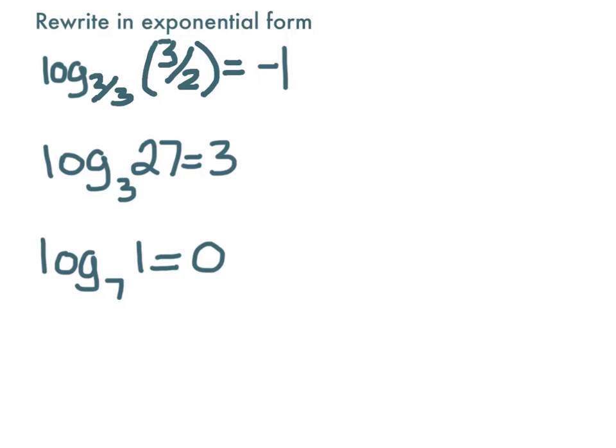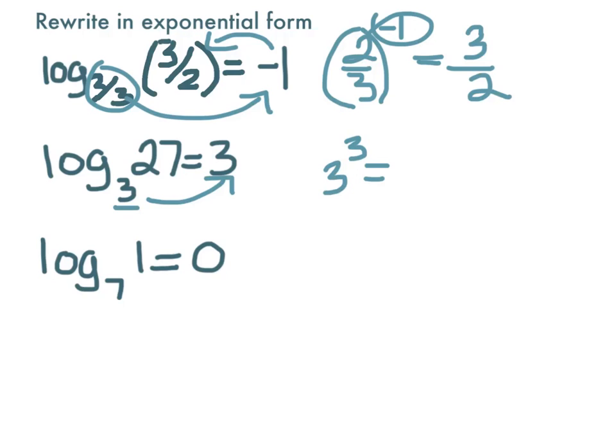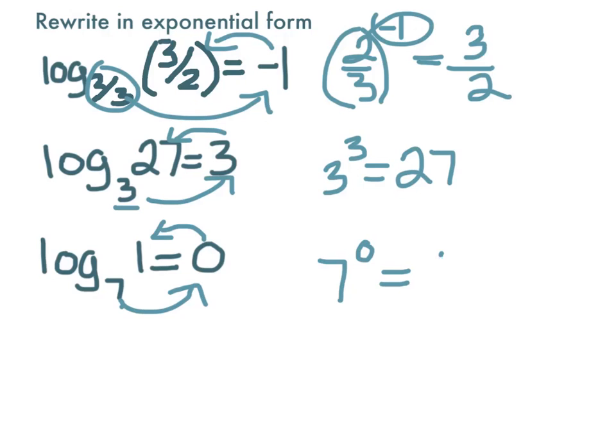All right, let's do just a few more examples. Now we're going to go the other direction and rewrite in exponential form. So our base here, 2/3, raised to the -1 power, and make sure you put it in parentheses because it's all raised to the -1 power, not just the 2, equals 3/2. And we know that's true because that just means take the reciprocal. All right, next one, base is 3, exponent is 3, and the number is 27. 3 to the 3rd is 27. All right, look at this one. Base is 7, exponent is 0, number it equals, anything to the 0 power is 1.